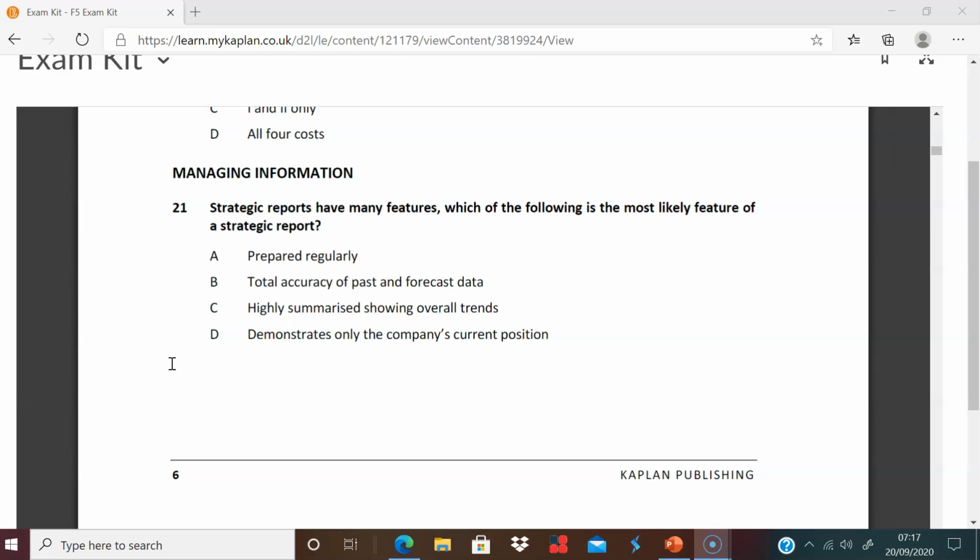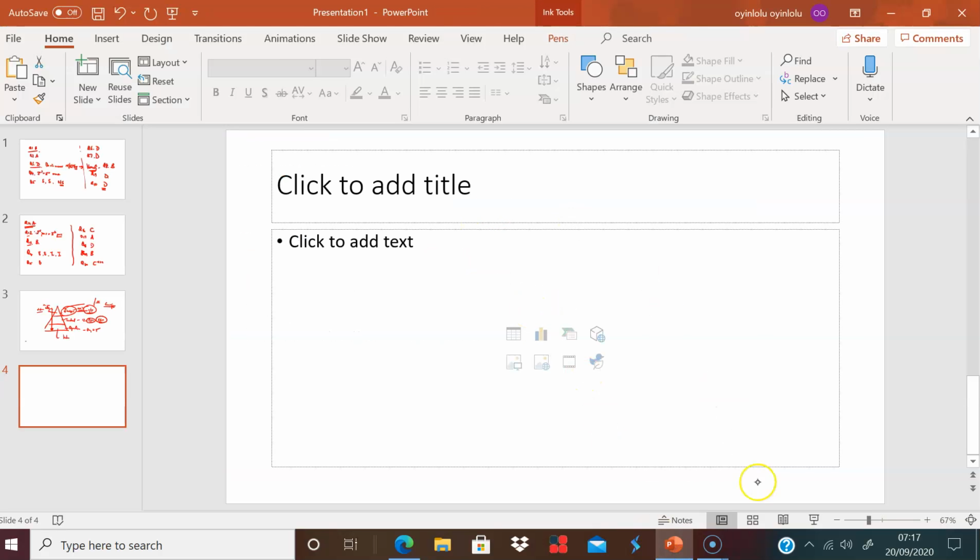Again, I think we saw something along these lines about the currency of the position, so this isn't enough. It says only, and to be fair, I think it was the very first question in the bank, which is really why it's good to do these things. It doesn't just demonstrate only the company's current position. It's very much about looking at the future, so D is not right. Total accuracy, that's not feasible. The forecast data, you can't have total accuracy, so it leaves this highly summarized, overall trend. So the answer here is C. Question 21 is C.